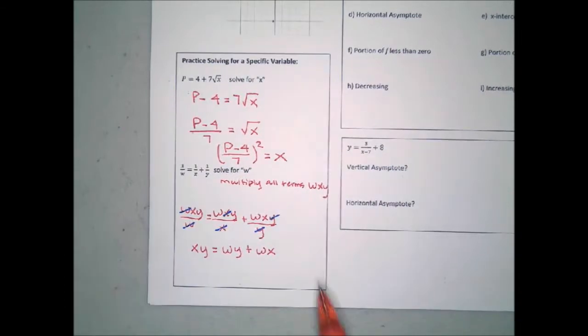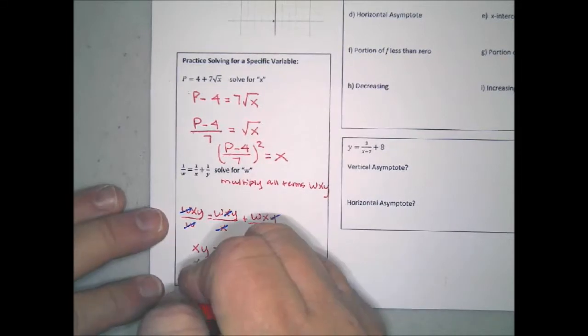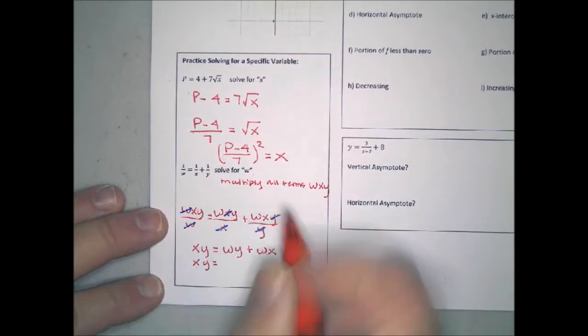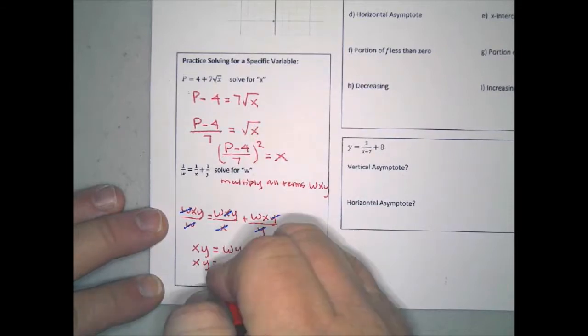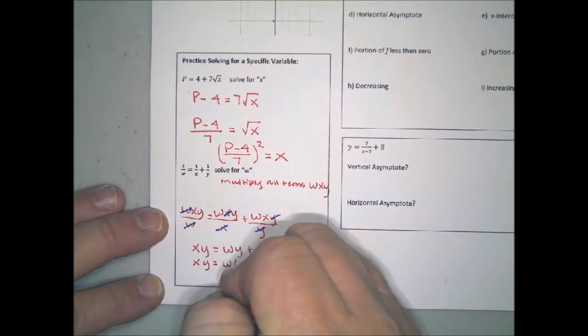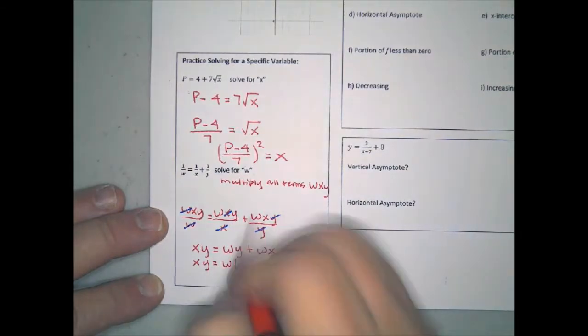Now remember, my goal is to get w by itself, and since I've got w in two different places right here, the only way I'm going to get it to become a single w instead of two w's is by factoring it out. So I would now have xy equals, factor out the w as the greatest common factor, and you would be left with y plus x.